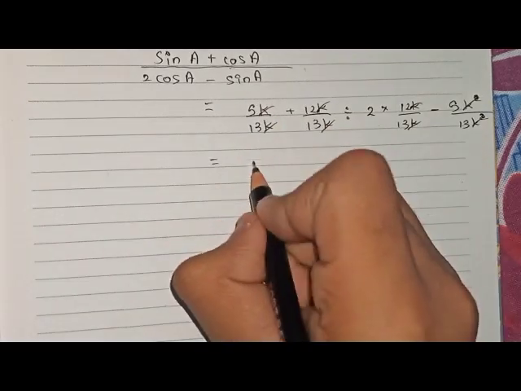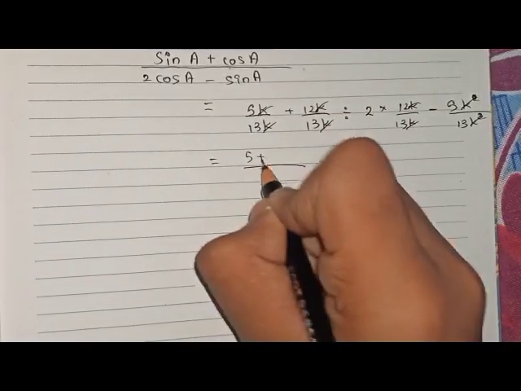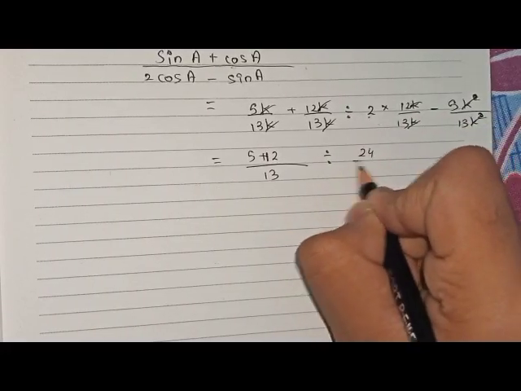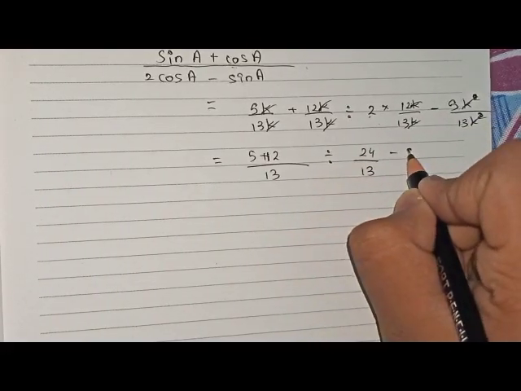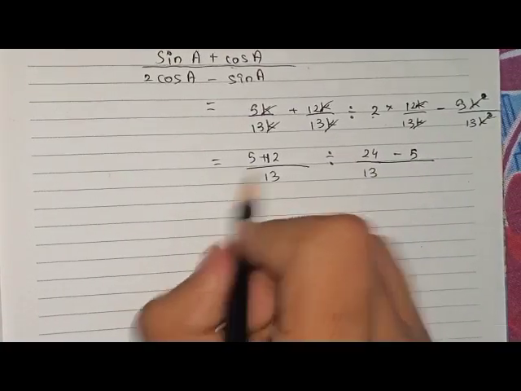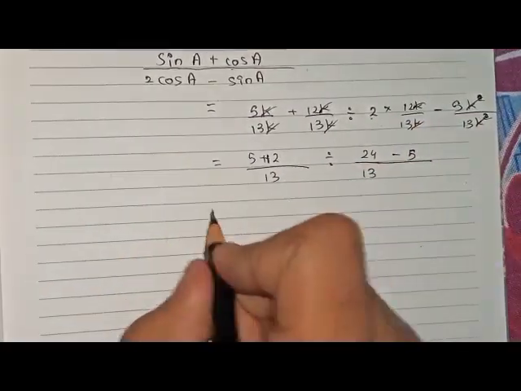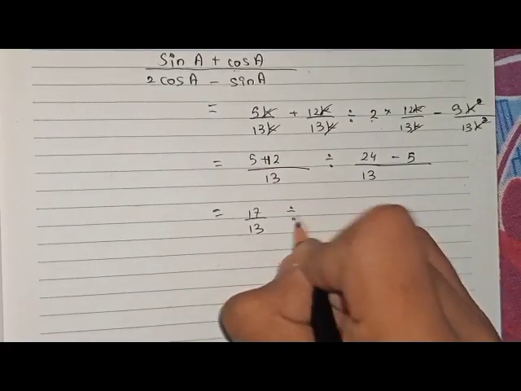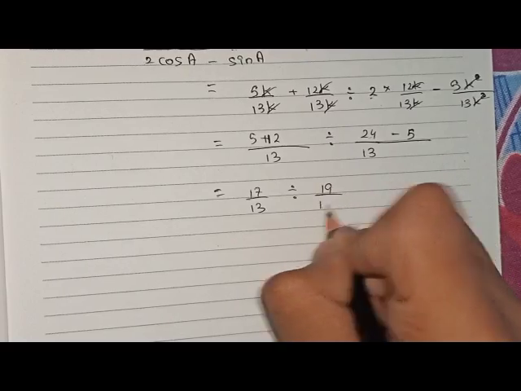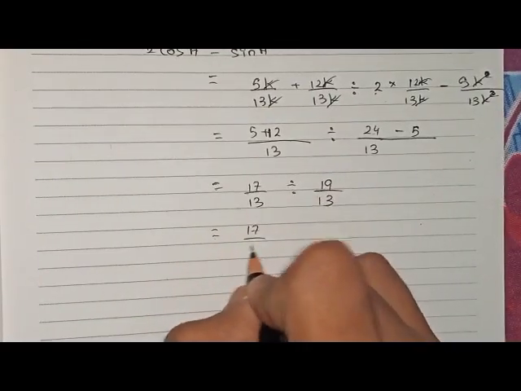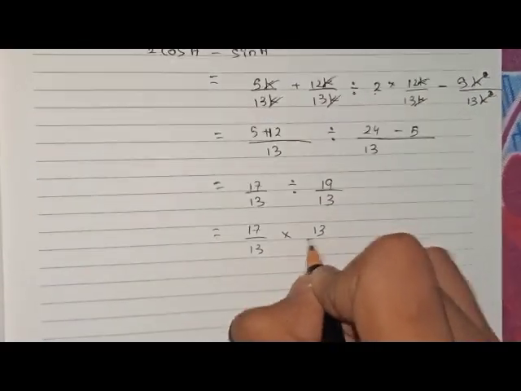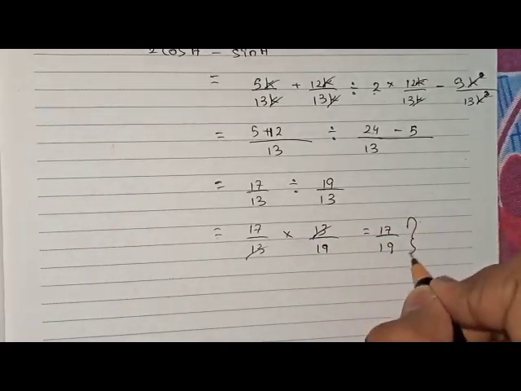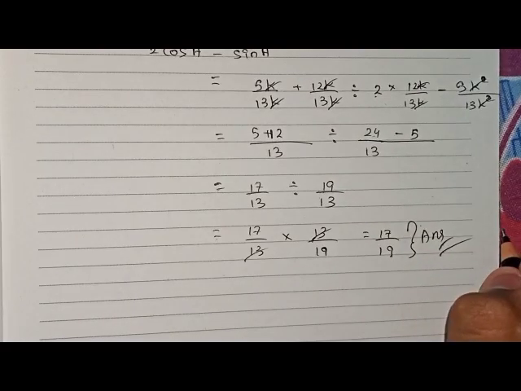So here it becomes 13 take common, 5 plus 12, divided by 2 times 12 is 24, minus 5, over 13. So 5 plus 12 is 17 by 13, divided by 24 minus 5, which is 19 by 13. So reciprocal is 17 by 13 multiplied by 13 by 19. Cut it. 17 by 19. So this is the final answer for this question. Let's move on to our next question.